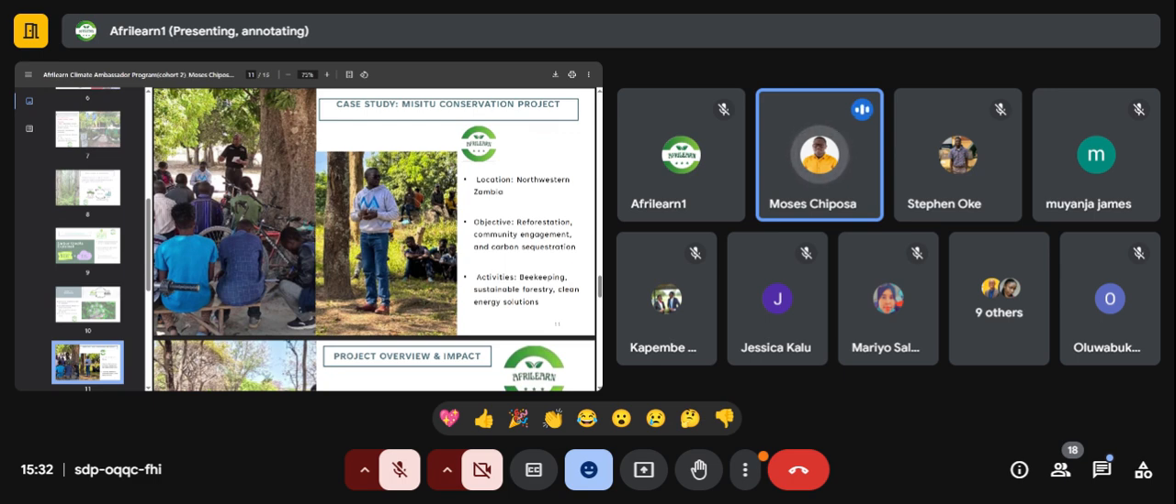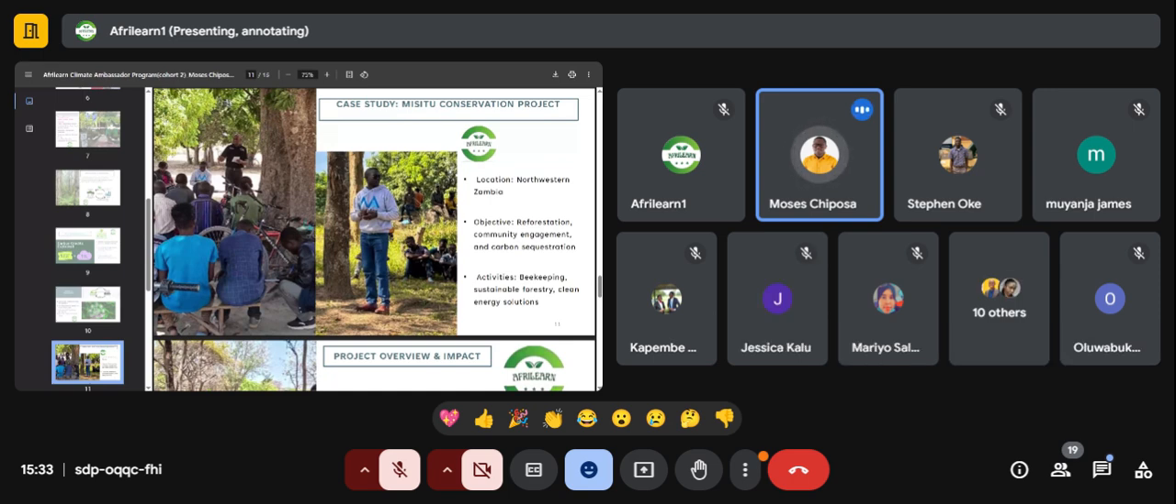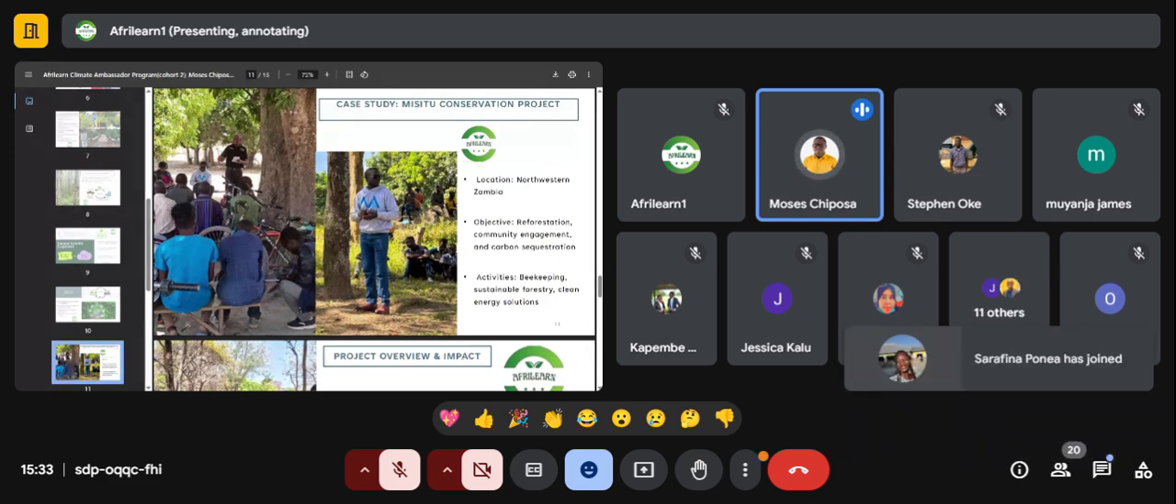Now, through activities such as sustainable forestry, beekeeping, and clean energy solutions, the project actively engages local stakeholders in conservation efforts, promoting a balance between environmental restoration and community development. What are some of the impacts of this project? The project is expected to remove about 1.3 million tons of carbon dioxide from the atmosphere over the next 10 years, significantly contributing to global climate change mitigation efforts.